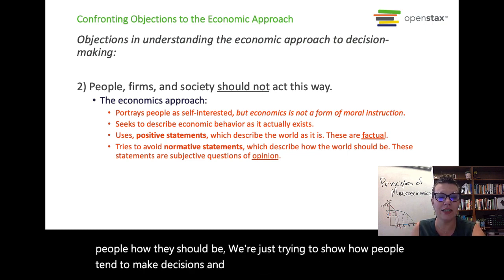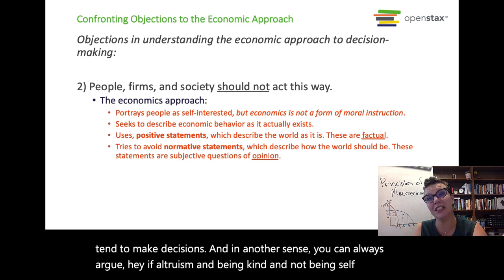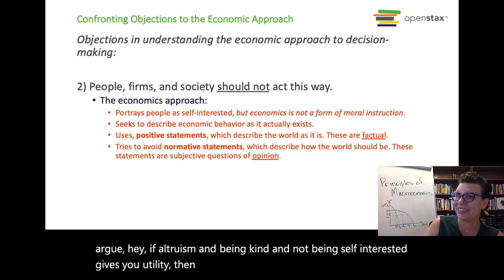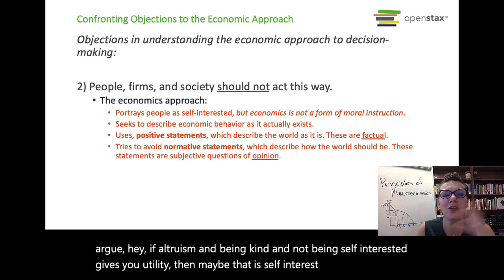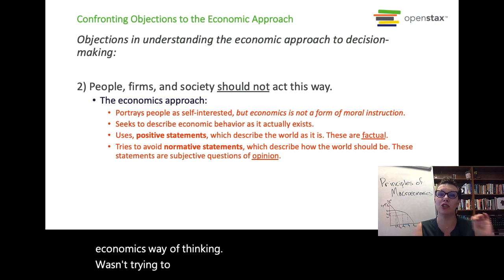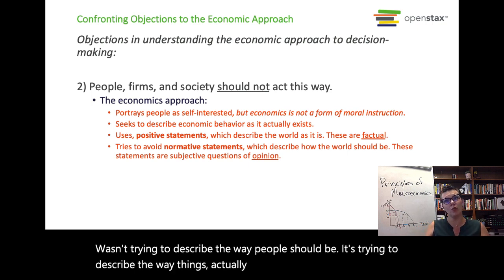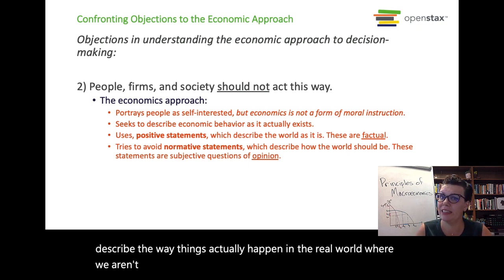And in another sense, you can always argue, hey, if altruism and being kind and not being self-interested gives you utility, then maybe that is self-interest. Also, the economics way of thinking isn't trying to describe the way people should be. It's trying to describe the way things actually happen in the real world, where we aren't always our kindest and most selfless selves.